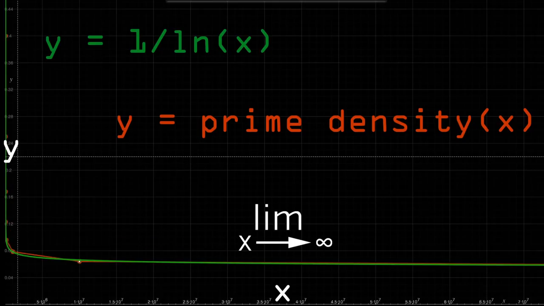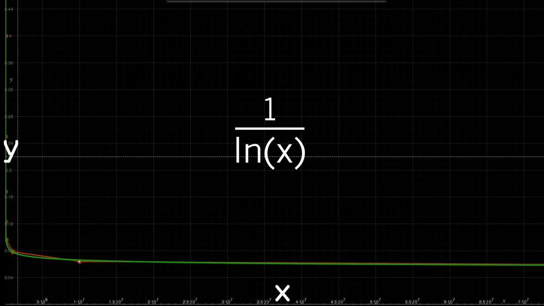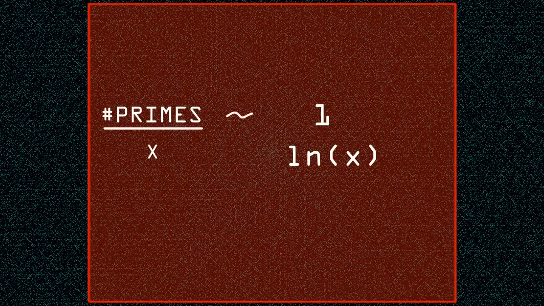The further we zoom out, the more accurate the green estimate becomes. This is known as the asymptotic law of distribution of prime numbers. We now have a formula to accurately tell us the density of primes without counting. The density of primes up to some integer x is approximately 1 divided by the natural logarithm of x, or ln x.